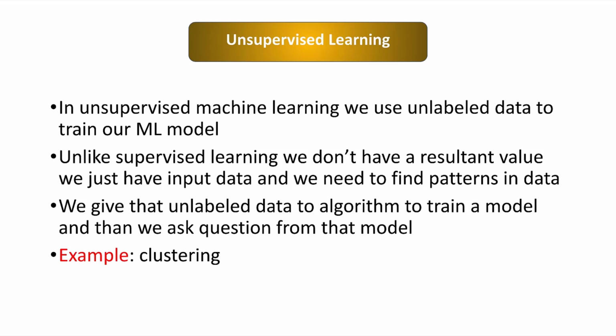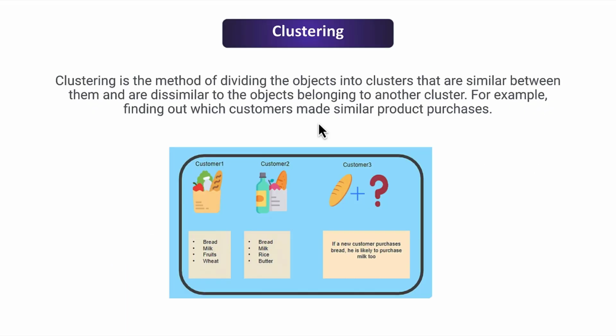So let's look at the details of clustering so that we can understand how machine learning models are trained without the label or without the result. Clustering is a method of dividing objects into clusters or groups that are similar between them and are dissimilar to the objects belonging to another cluster. For example, finding out which customers made similar product purchases.